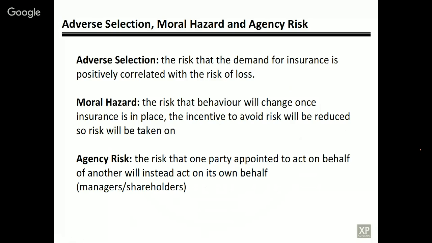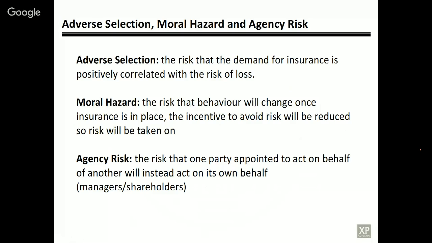Three important concepts are the adverse selection, moral hazard, and agency risk. Adverse selection is the risk that the demand for insurance is positively correlated with the risk of loss. Think about unhealthy people that might have a higher chance of dying in the next year or two, going out and finding or trying to purchase insurance. Moral hazard is the risk that behavior will change once insurance is in place. Think about you buying a life insurance policy and then the next day going skydiving and deep sea fishing.